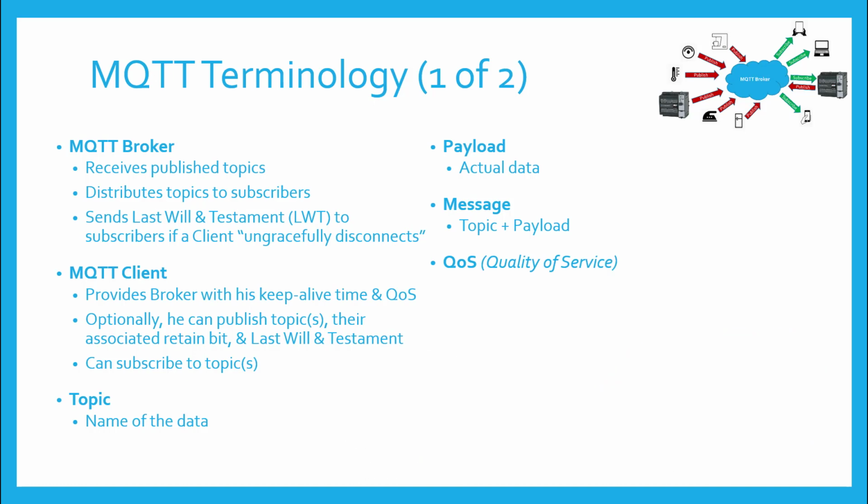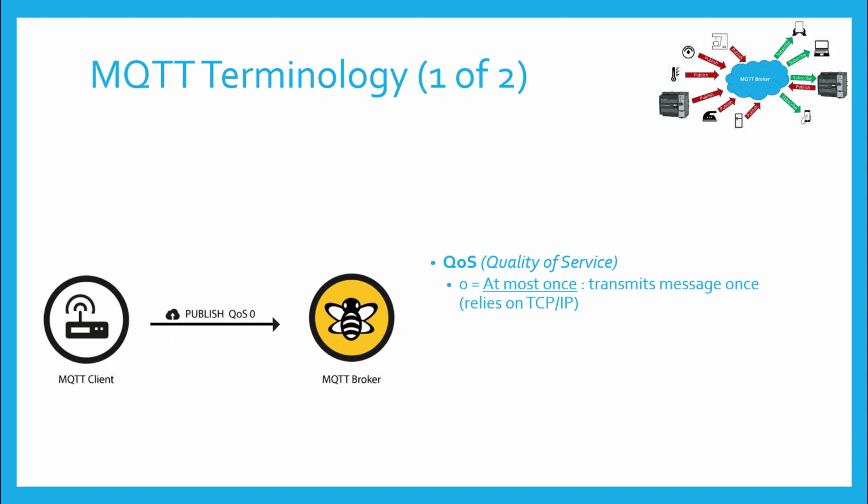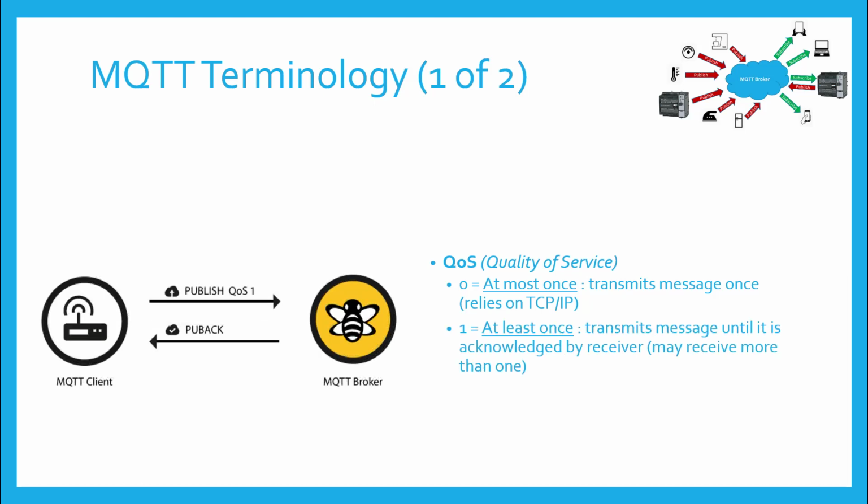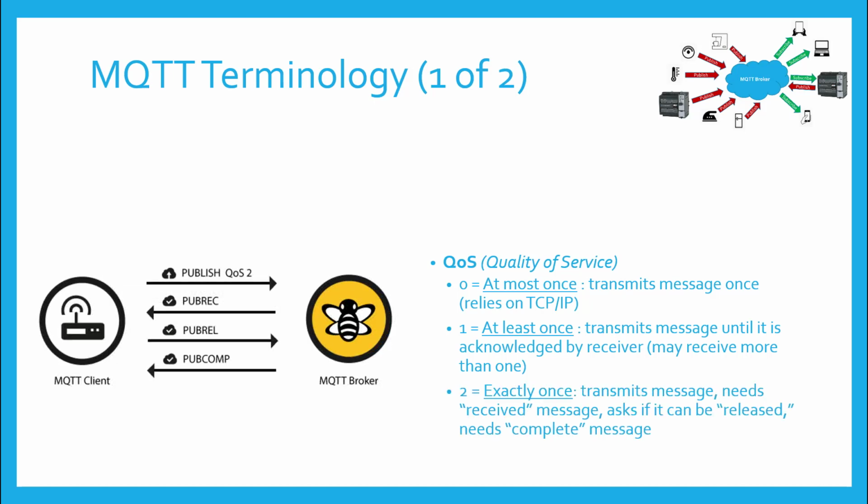What is the QoS, or quality of service? There are three values for the quality of service: 0, 1, and 2. 0 is at most once, and it means that a message is sent once. It relies on TCP/IP to get the message to the interested device. 1 is at least once, and this means that a message will be transmitted until an acknowledgement is received from the receiver. So it could be transmitted multiple times, but guarantees the receiver gets it at least once. 2 is exactly once, and this means that the message needs not only an acknowledgement from the receiver, but other qualifying exchanges as well. The BRX PLC does not use a QoS of 2.